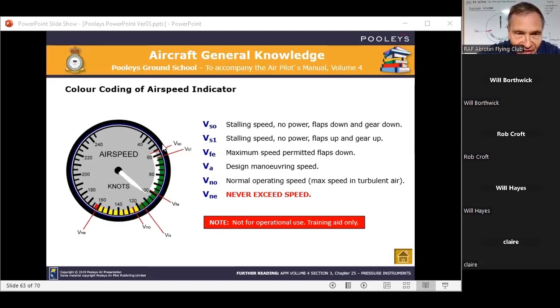So here we go. VS0, VS1, VFE that we've talked about, which is the end of the white arc. VA, your design maneuvering speed. VNO is your... I got this wrong, but never mind. VNO is your... The VNO is the arc, and the VA is your turbulent penetration speed.